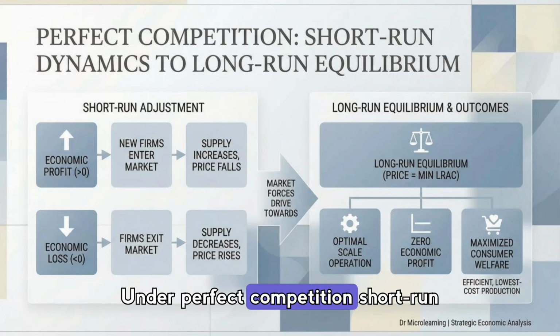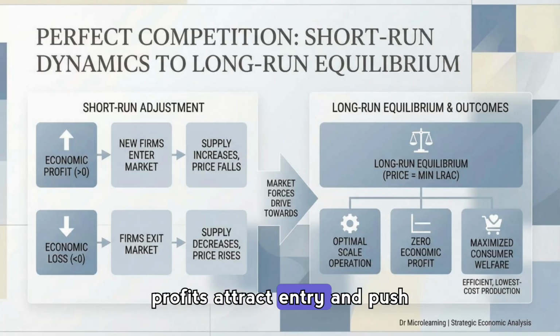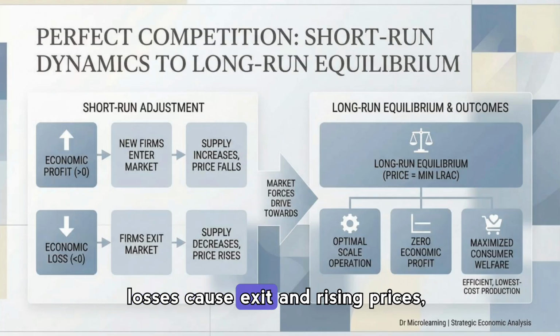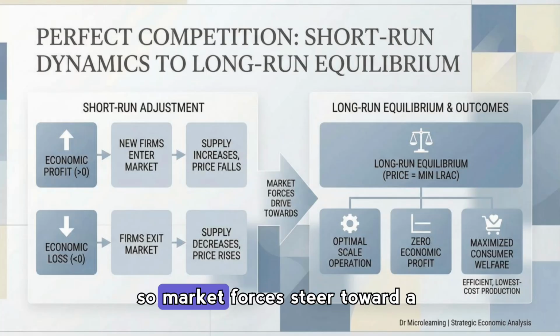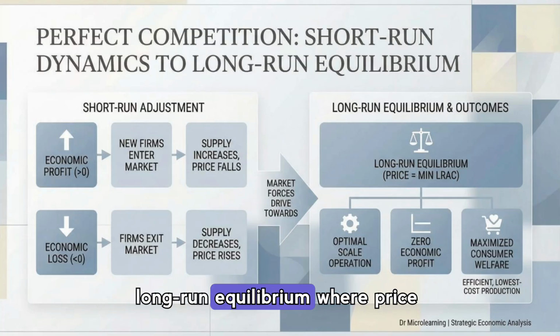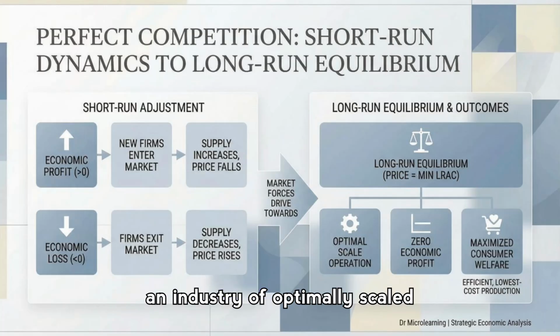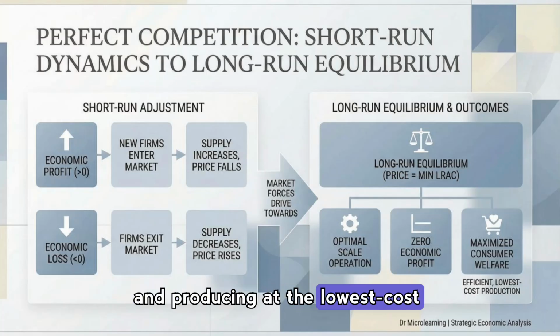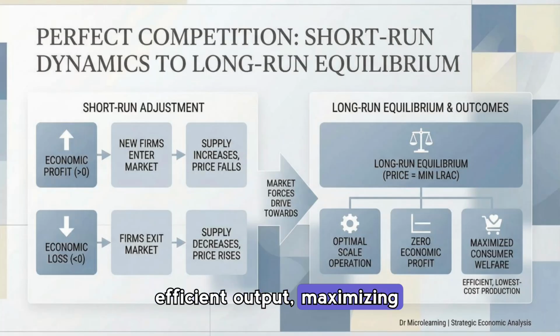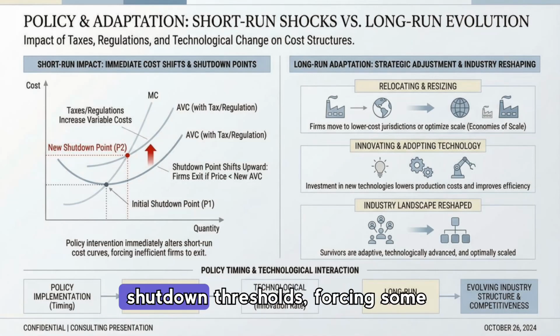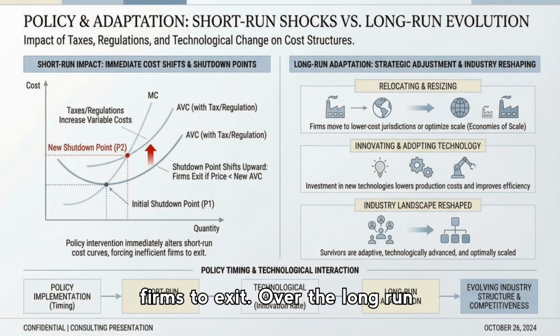Under perfect competition, short-run profits attract entry and push supply up until prices fall, while losses cause exit and rising prices, so market forces steer toward a long-run equilibrium where price equals minimum LRAC. The result is an industry of optimally scaled firms earning zero economic profit and producing at the lowest cost-efficient output, maximizing consumer welfare. Policy shocks like taxes or new regulations immediately shift short-run cost curves and can raise shutdown thresholds, forcing some firms to exit.